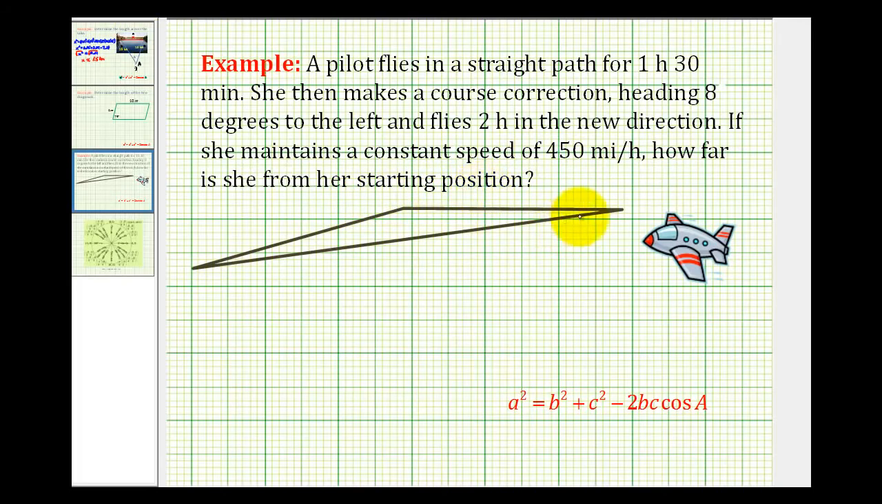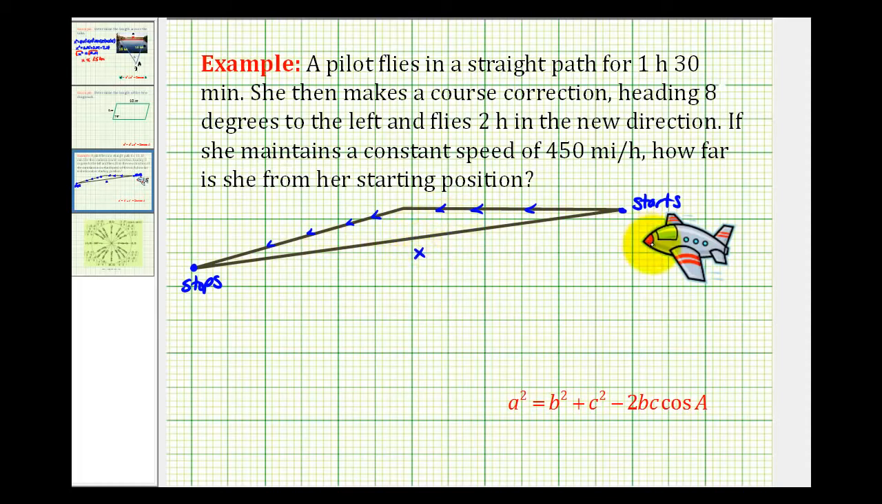So according to this triangle, the plane would start out in this direction here and then turns in this direction here, and this would be the ending position. So the plane starts here and stops here. And the question is, how far is she from her starting position? So we want to determine the length of this side of the triangle. Let's go ahead and call it x.